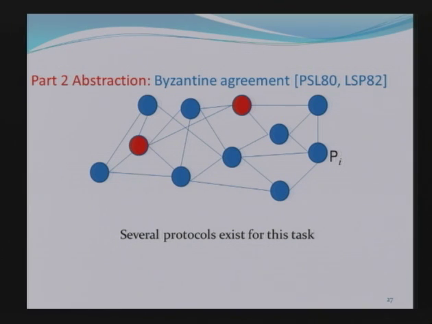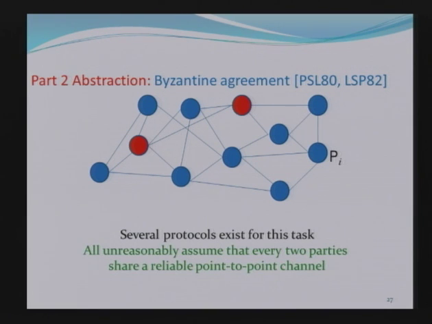Okay. Actually, several protocols exist for this task, and a lot of them have considered communication complexity, round complexity, computational complexity of parties, and so on and so forth. So a lot of work has been done in the area of Byzantine agreement, but most of them make an assumption that every two parties in this network actually share a reliable channel. That is, they have a physical channel through which they can actually communicate reliably. Okay, and this might not always be the case. You might be connected by a poor degree network, yet you may want to run a Byzantine agreement protocol.